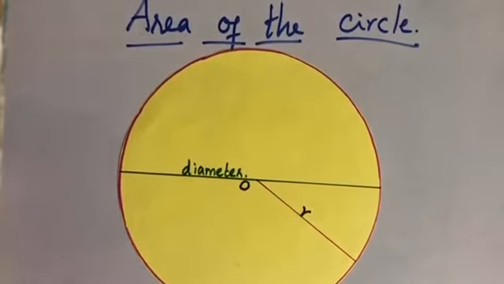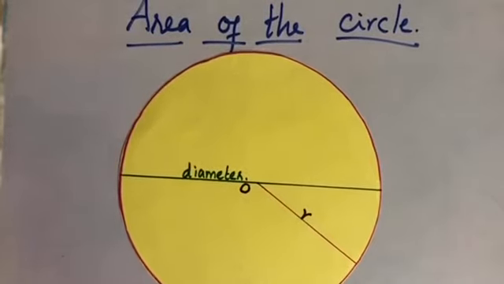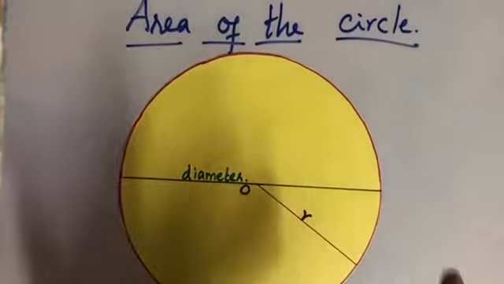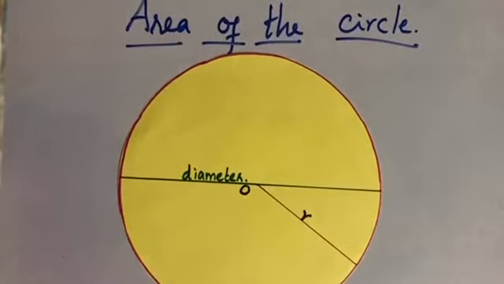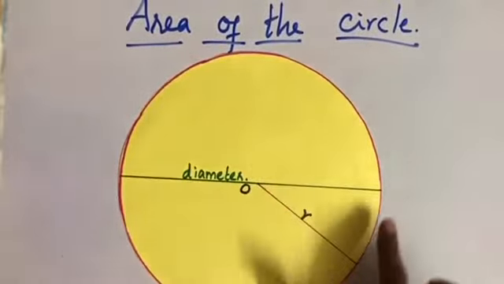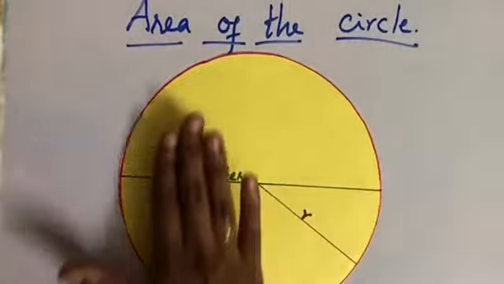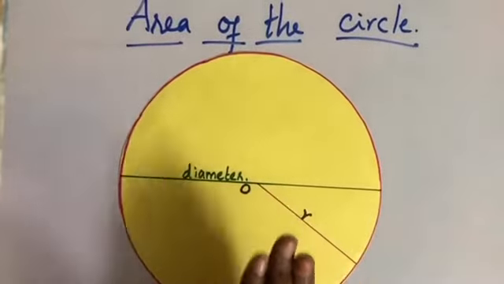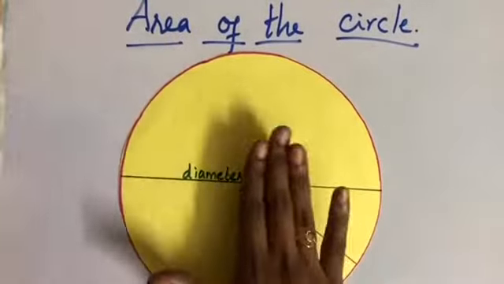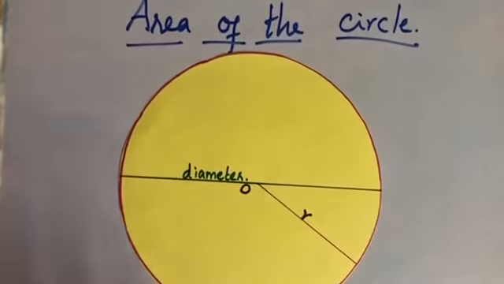What is the area? Area means the region occupied by the shape. How much region is occupied by the circle is called the area of the circle. எவ்வளோ இடத்த இந்த சர்க்கிள் நிரப்புதோ, that is only called area.